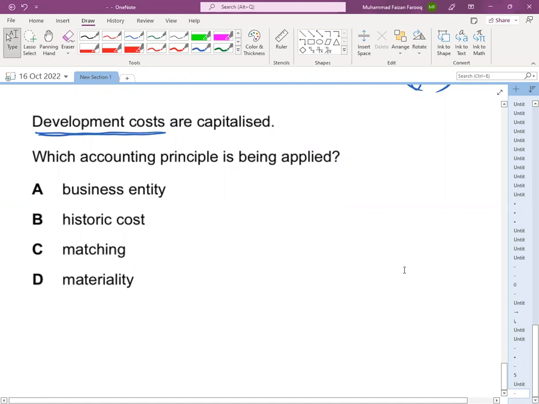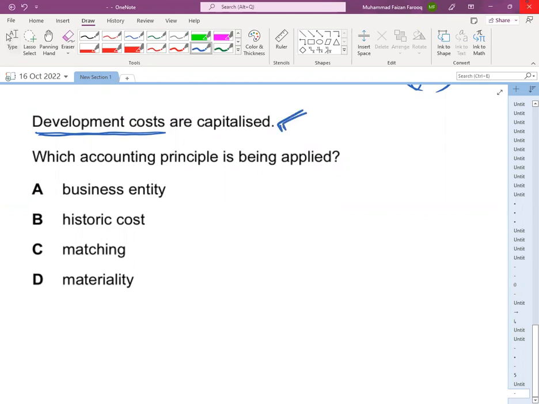The next question is, development costs are capitalized. Yes, it's true. Development costs need to be capitalized.